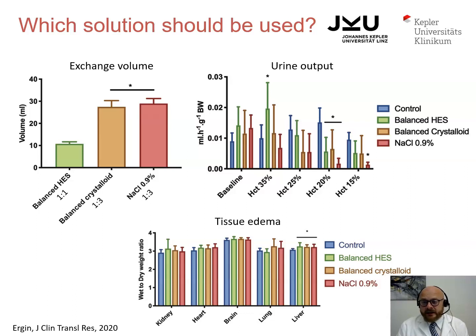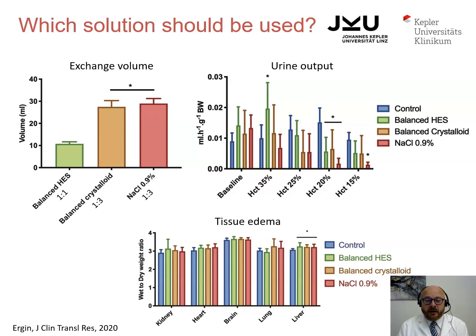What is discussed very often in the literature, that there should be a different degree in tissue edema, has not been found by this group. They did the wet to dry weight ratio for the kidneys, heart, brain, lung, and liver. And as you can see, no difference, no essential difference between these groups in any of these organs.